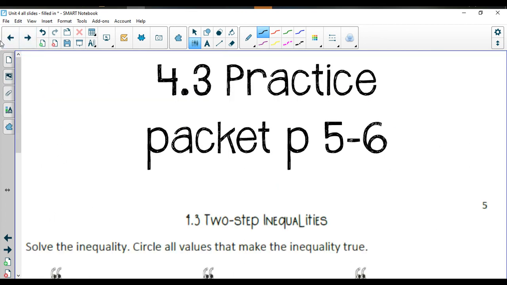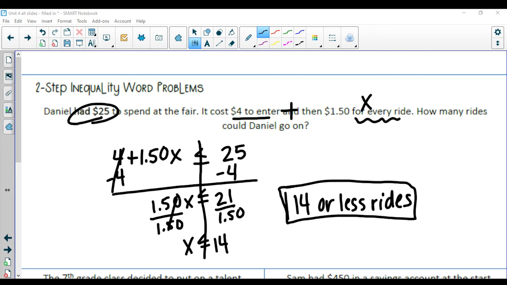And that's it for lesson 4.2 then, solving two-step inequalities.